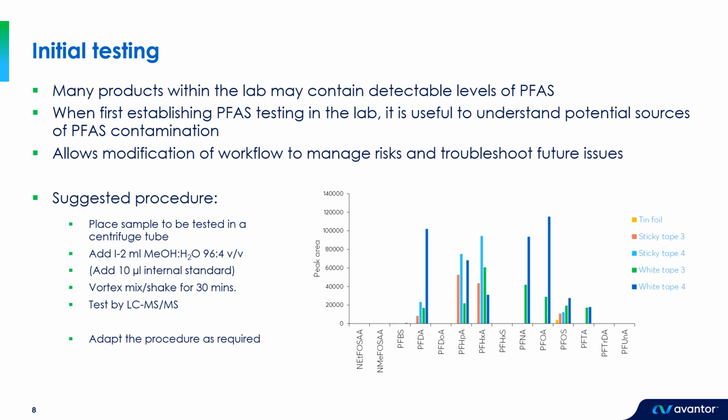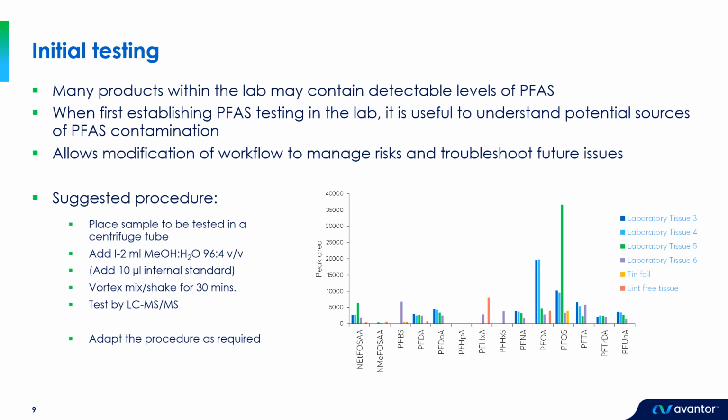One source I found quite interesting in our lab was lab tissue, which we quite often use for various purposes. These are, of course, made up from recycled paper. And so what we actually found is that not only did every sample we test contain extractable PFAS, but the distribution of PFAS varies quite considerably, presumably due to differing content within the paper being recycled.